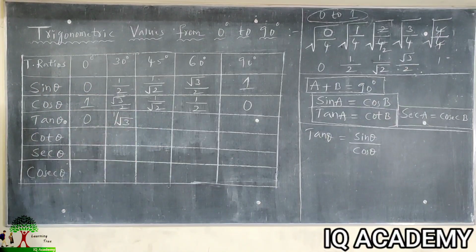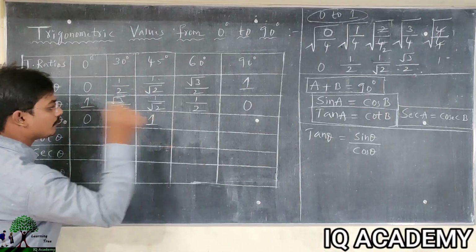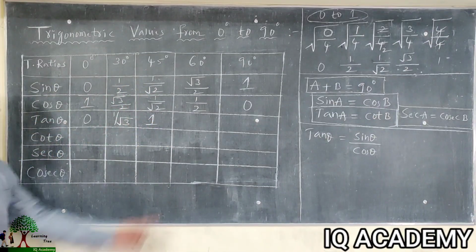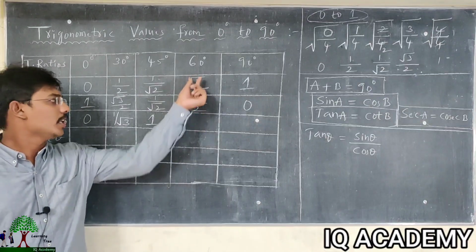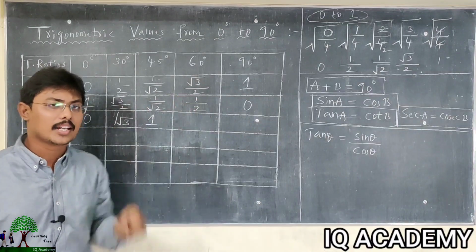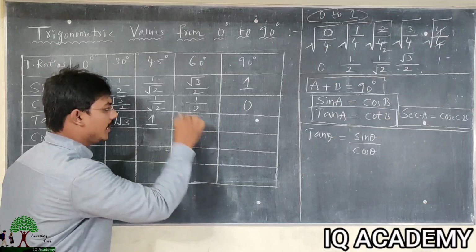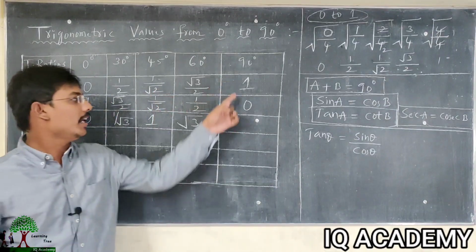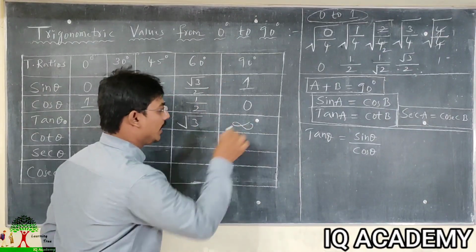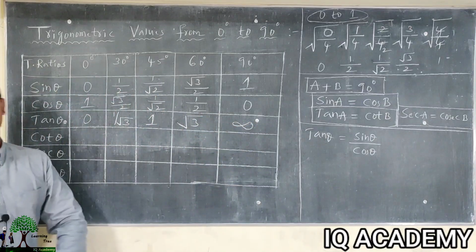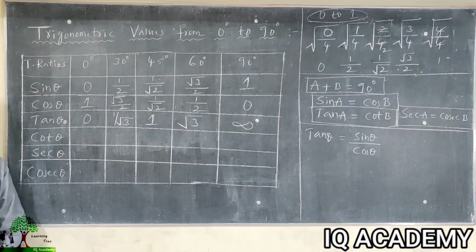Tan 45: 1 by root 2 divided by 1 by root 2. Both get cancelled. It is equal to 1. Tan 60: the 2 and 2 get cancelled. Root 3 divided by 1. Simply we can write root 3. Tan 90: 1 divided by 0 is not defined. Infinity. Not defined. Now tan theta is completed.